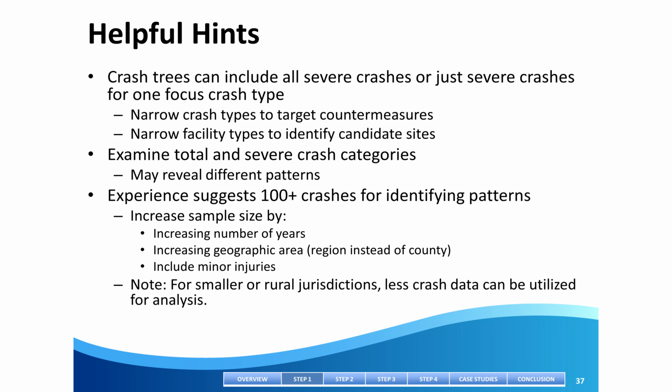It can be useful to compare both total crashes and severe crashes. So the focus is generally on fatal and serious injury crashes. Those are the focus of the Highway Safety Improvement Program. And really, if we can address the fatal and serious injury crashes, we can live with some additional property damage only. So we generally don't focus on total crashes, but it is useful to compare those just to see if there's any differences.